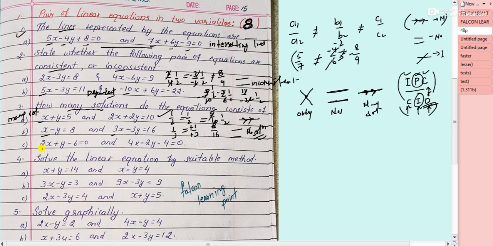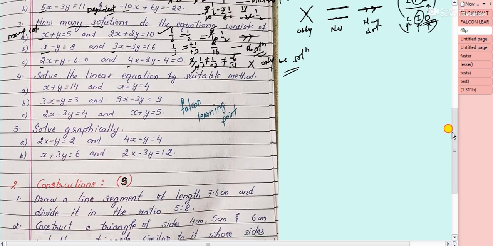Got it? Now the next question is 2 by 4, 1 by minus 2, and minus 6 by minus 4. This is again 1 by 2, but this is 1 by minus 2, or minus 1 by 2. So these two are not equal. Again here it's not equal. So none of them are equal. So it is intersecting, and for intersecting there is only one solution. Got it? I hope you have understood.